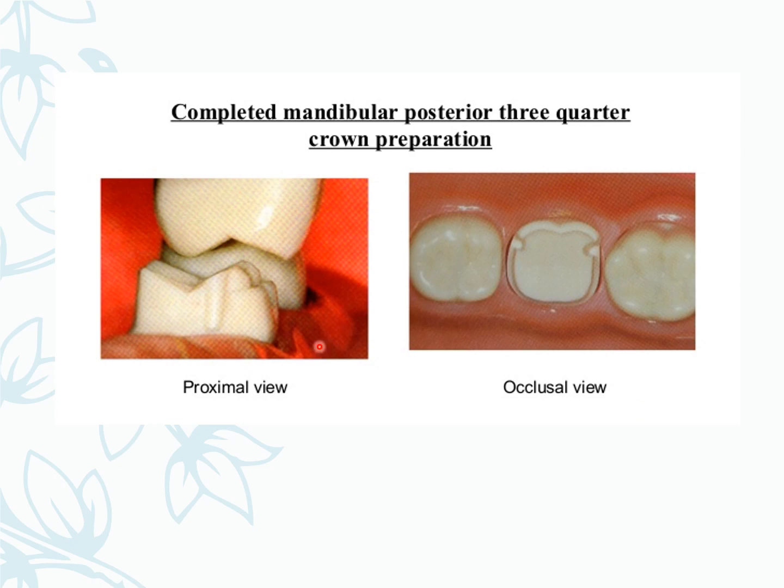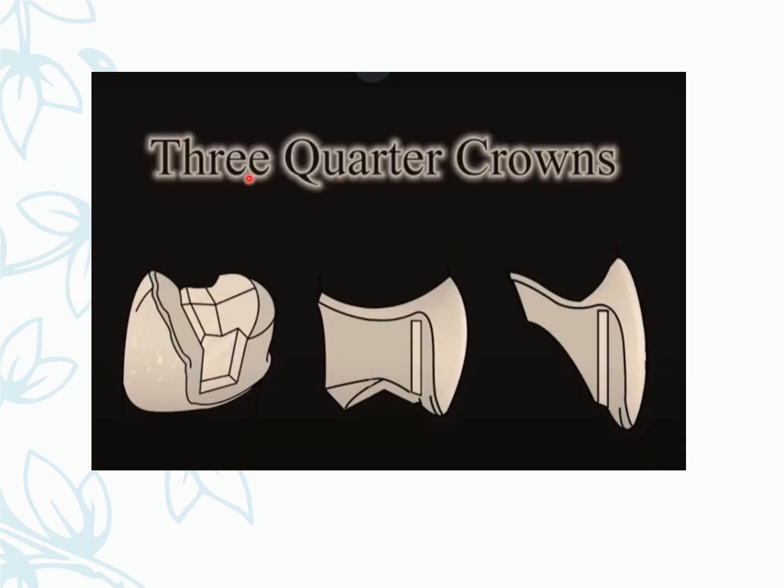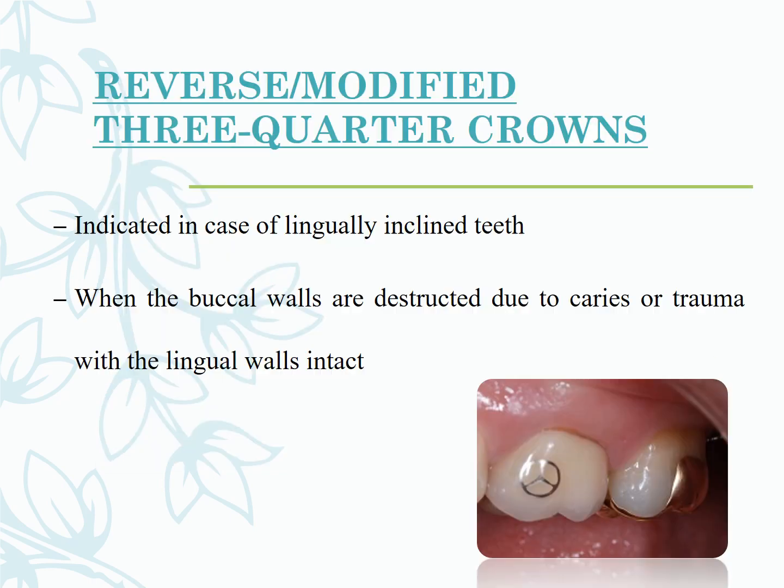Now coming to the three-quarter crown. You don't need to know the details of this, as these are usually not commonly done anymore. You can see that only a three-quarter preparation is done, with the ledges. You can see the occlusal loop, and this is the proximal. This is the three-quarter crown, leaving one surface and preparing the other three-quarters. You can see the different views.